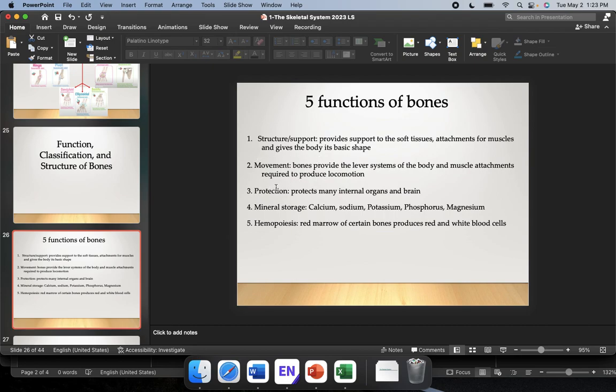Third, a function of the skeletal system is protection. I think classically we think of the heart, maybe the lungs or the brain as protected by our skeletal system, which are great examples. Fourth, mineral storage. Many minerals that are important for bodily functions are stored in our skeletal system. You can see a few of them listed here. And then finally, the last function of the skeletal system is hematopoiesis, either cell production or blood production. Red marrow of certain bones produces red and white blood cells.